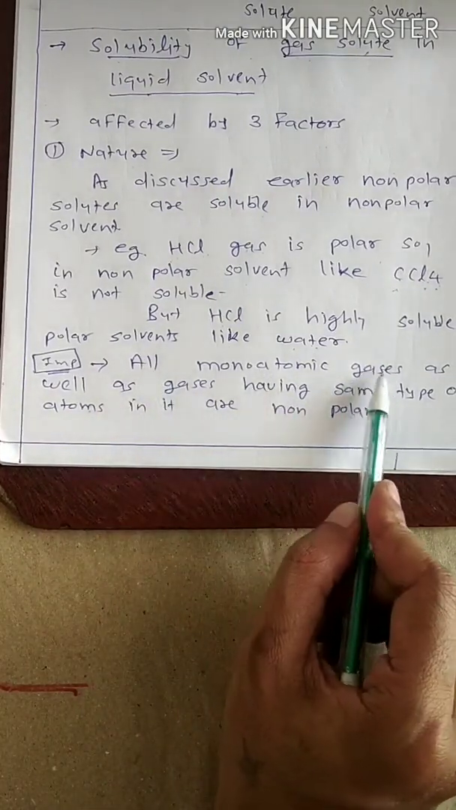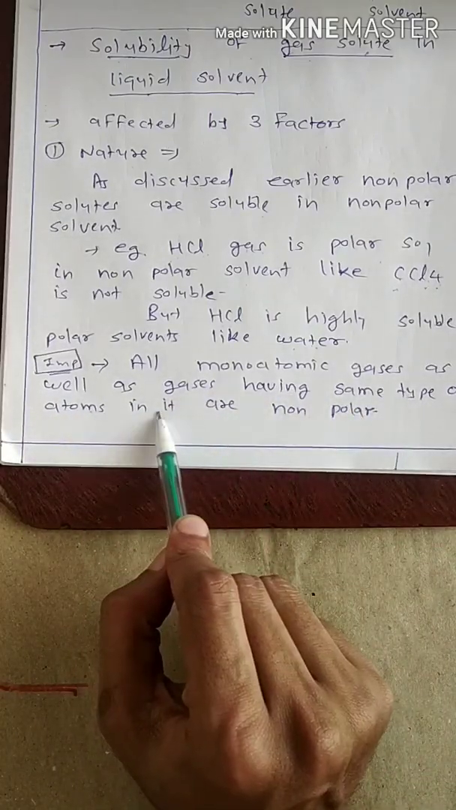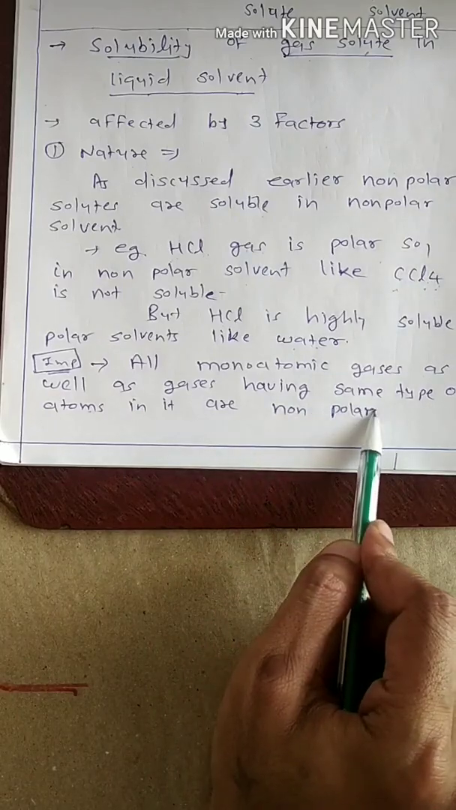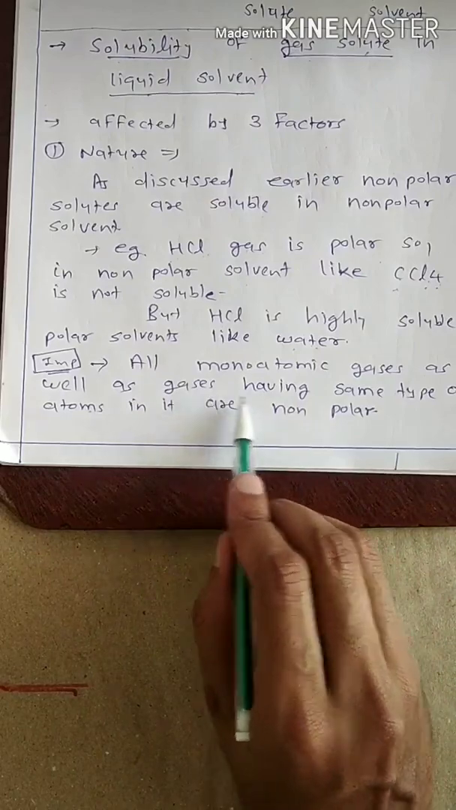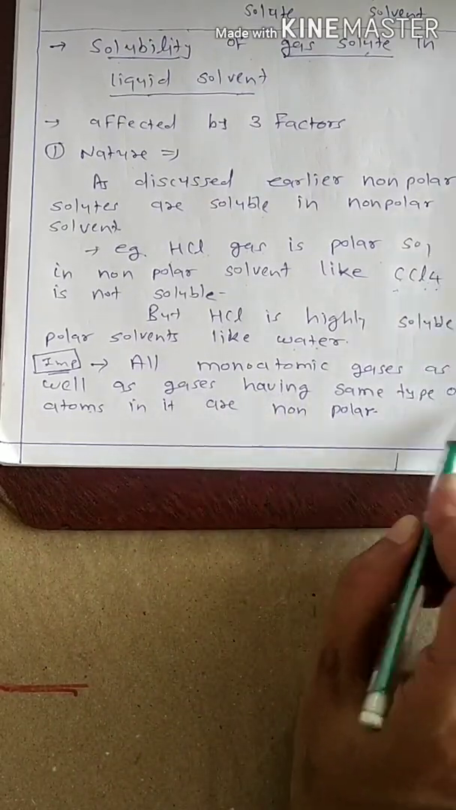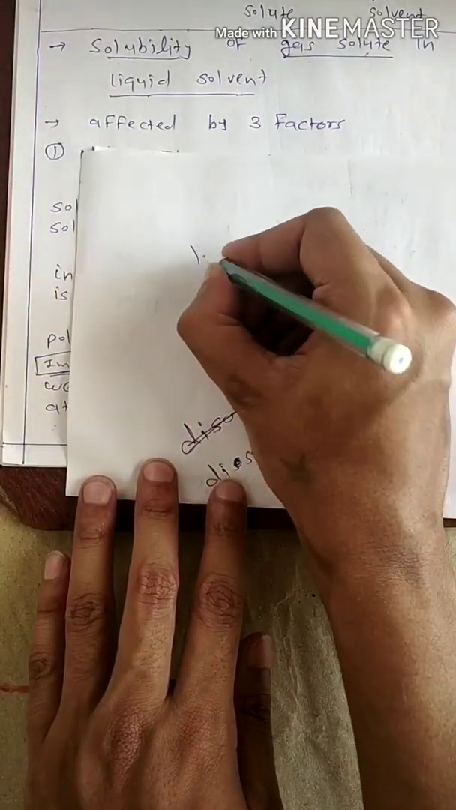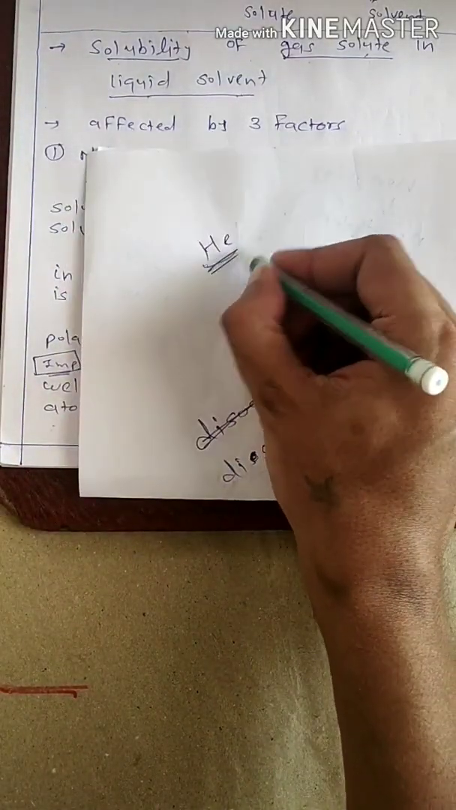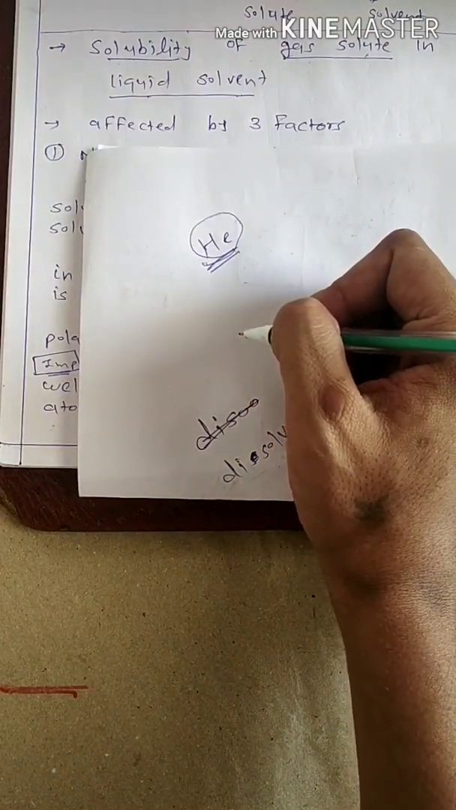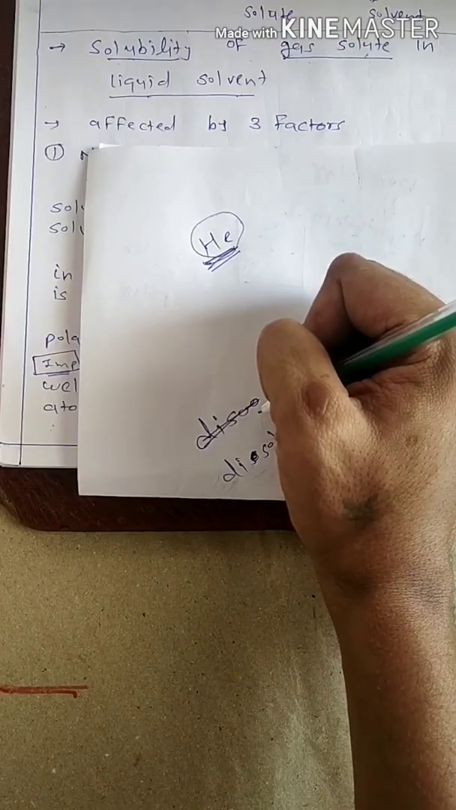All the monoatomic gases as well as gases having same type of atom in it are non-polar. Now what is monoatomic gases and what do you mean by gases having same type of atom in it? I am going to discuss it here. Monoatomic gases, like I am taking helium gas here. Helium atom do not combine with any other atom. It is inert.